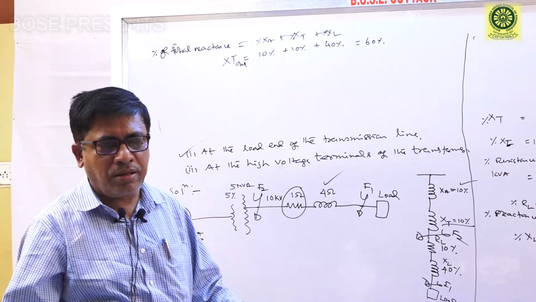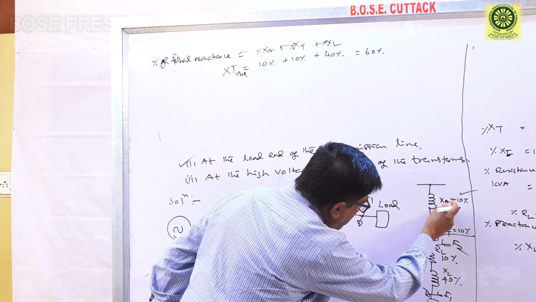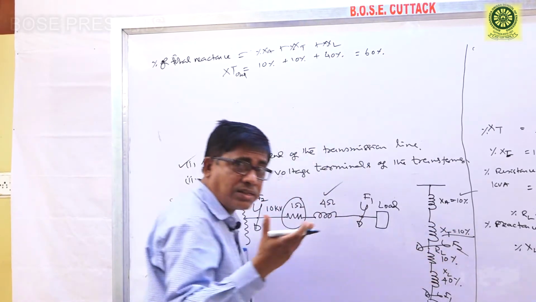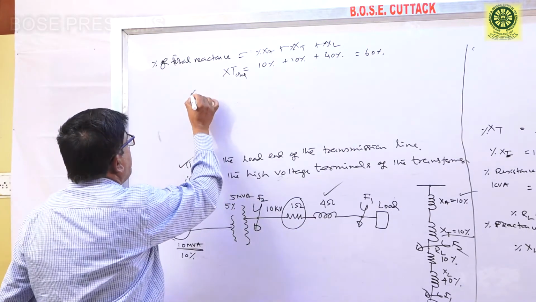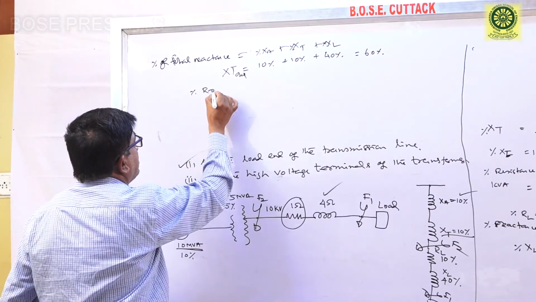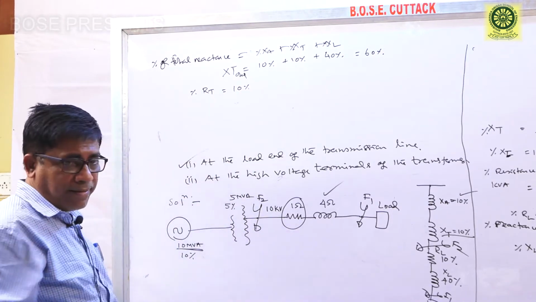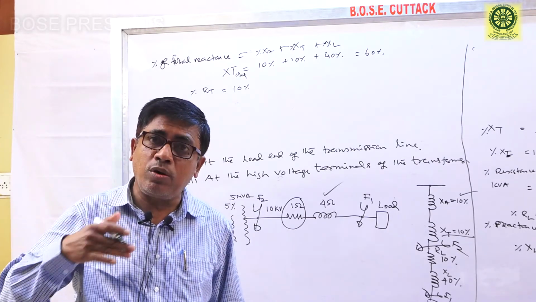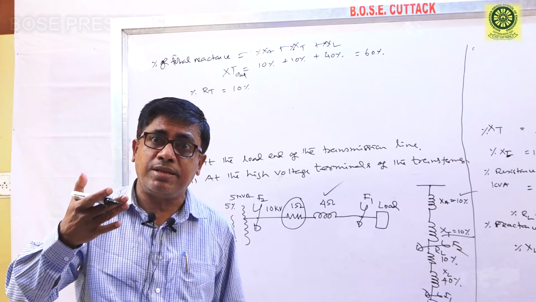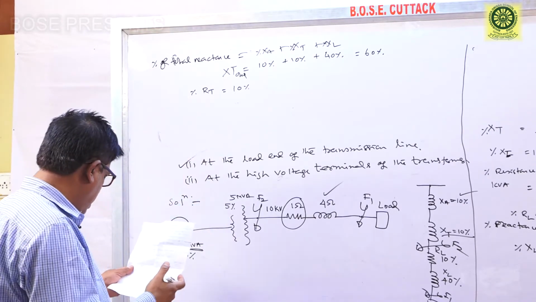Thing is now very clear. So what is the resistance? No resistance, no resistance, only resistance in the transmission line. So what is the transmission line resistance? The percentage of resistance in the transmission line is 10%. Clear? What is my aim? Now I am interested to calculate the total percentage of impedance at the base kVA.